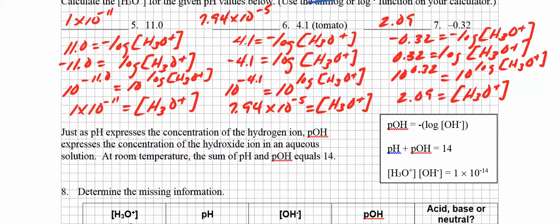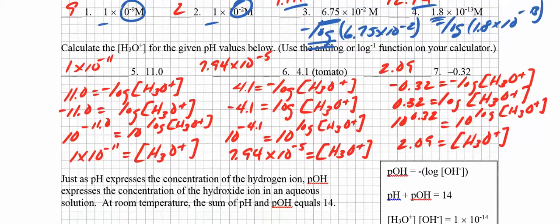All right, let's take a look at the next one. It says calculate the H3O plus concentration for the given pH values below. So this time we're going to go the opposite way. They tell me that the hydronium ion concentration is 11.0. I could simply disregard the mathematics and just say, well, that's the power, so my hydronium ion concentration would be 1 times 10 to the minus 11. But I'll set it up mathematically.